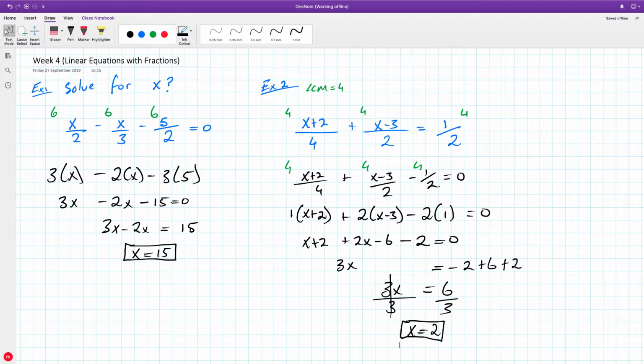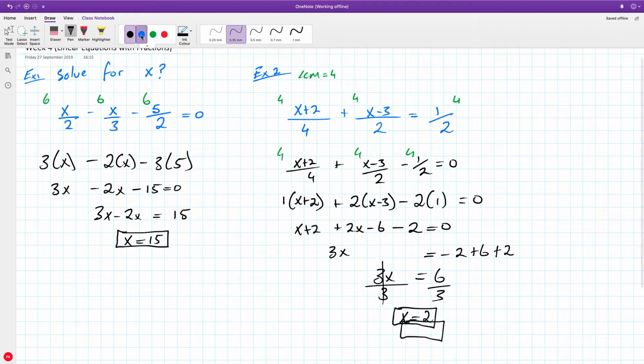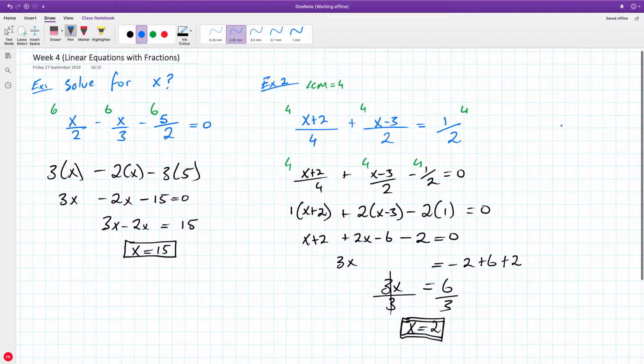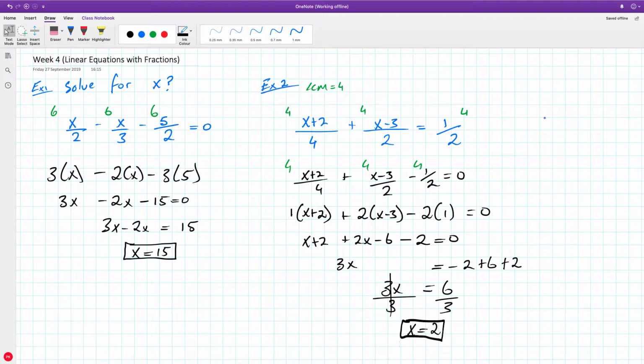And that's the answer. How do we get on there? Alright, sorry, small mistakes happen. Right, let's have another go at one of these. Have a go at this one for me.